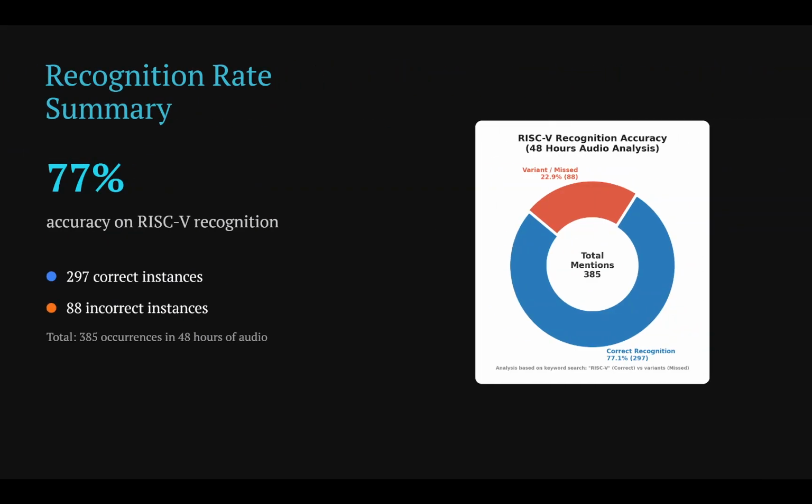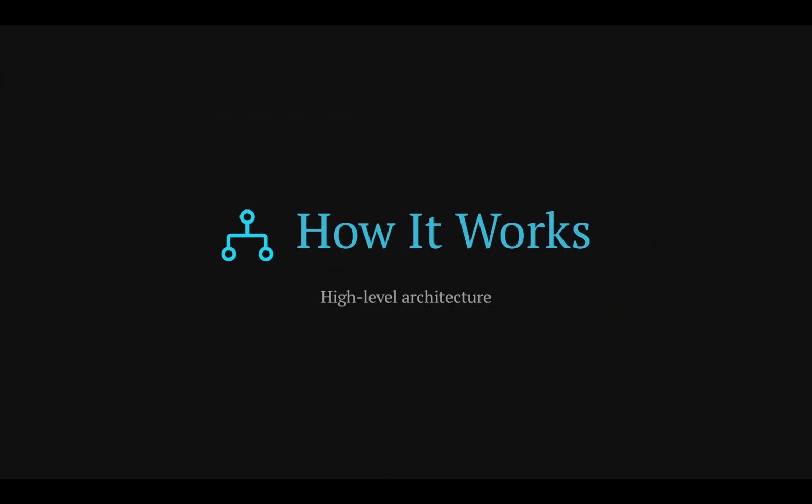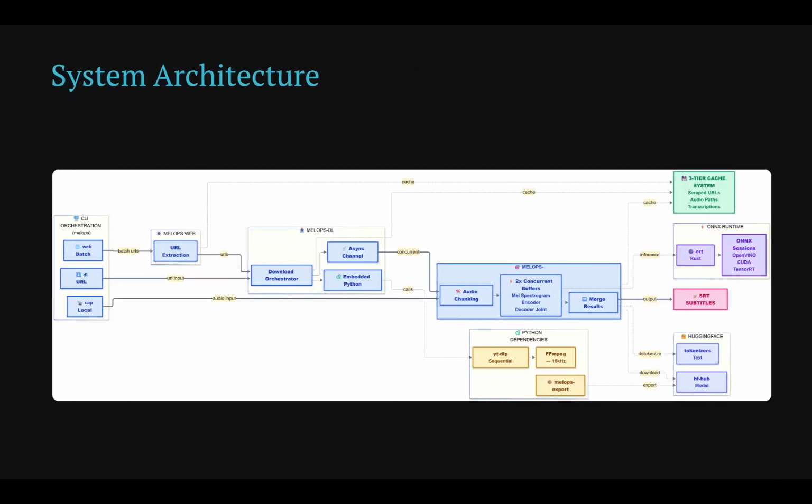This shows recognition results across 48 hours. 297 correct out of 385 instances. Not perfect but usable. Let me explain how Melops works internally. I'll keep the high-level focus on the design choices that make it fast and portable.